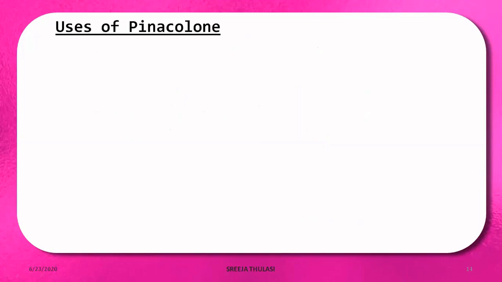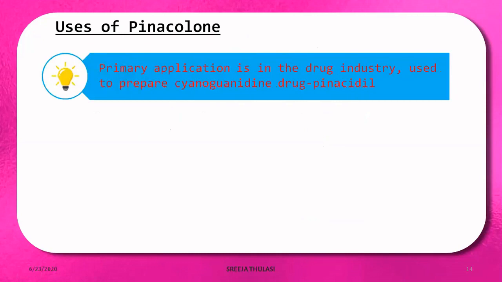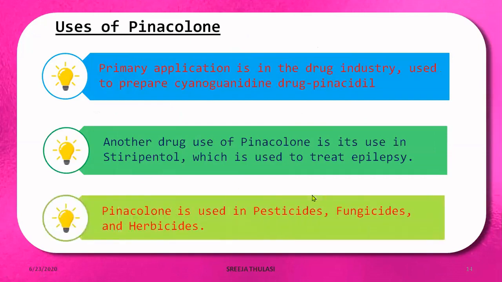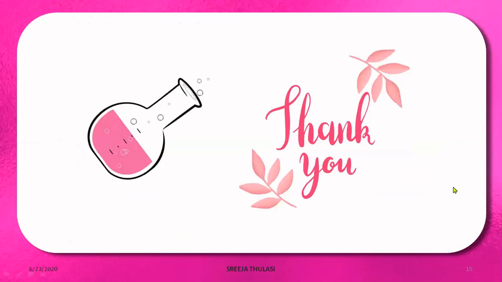Now, why study this pinacol-pinacolone rearrangement? Because pinacolone is an industrially important compound. It finds application in the drug industry. It is used to prepare a cyanoguanidine drug called pinacidil. It is also used in the synthesis of stiripentol, which is used in the treatment of epilepsy. It is used as fungicides, pesticides, and herbicides.